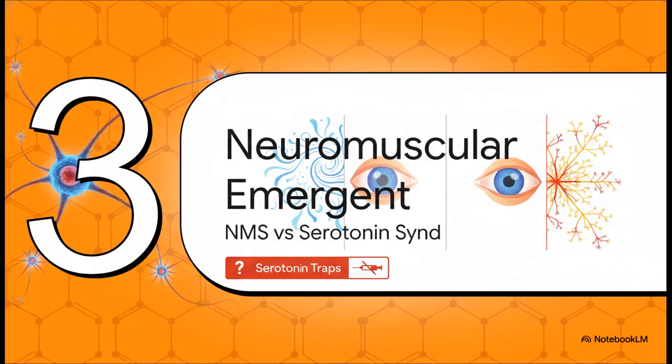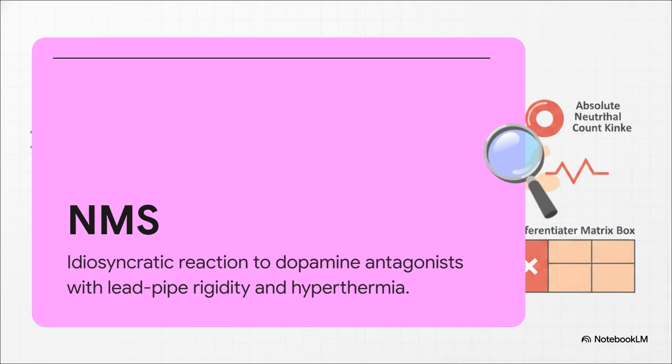Let's slide into Module 3, Neuromuscular Emergency Segregation, NMS versus Serotonin Syndrome. Okay, let's dissect NMS, or Neuroleptic Malignant Syndrome. This is a bizarre, idiosyncratic, and highly lethal reaction typically triggered by dopamine antagonists, like antipsychotics.